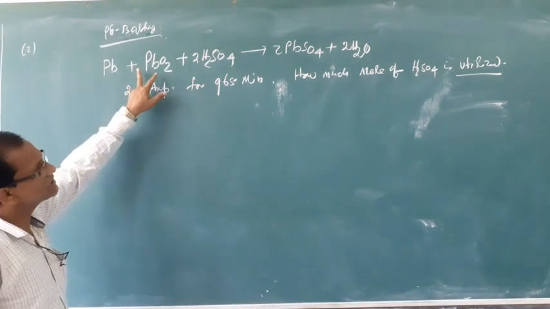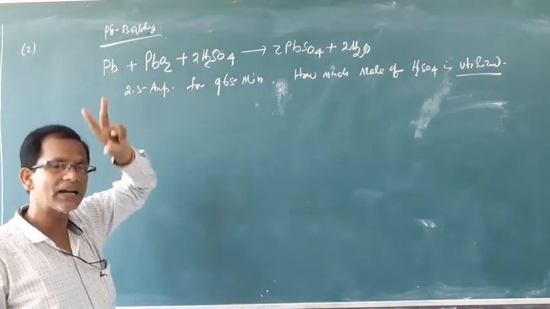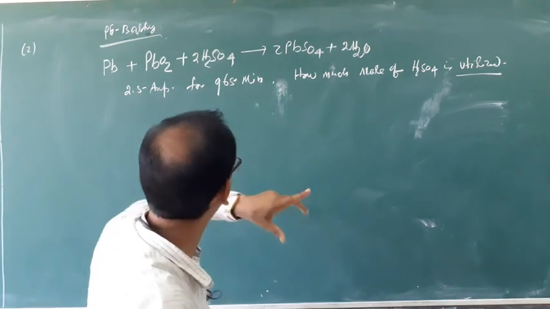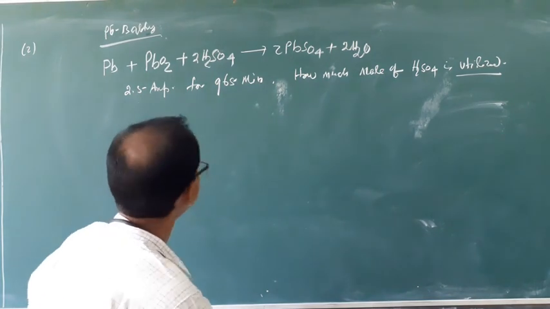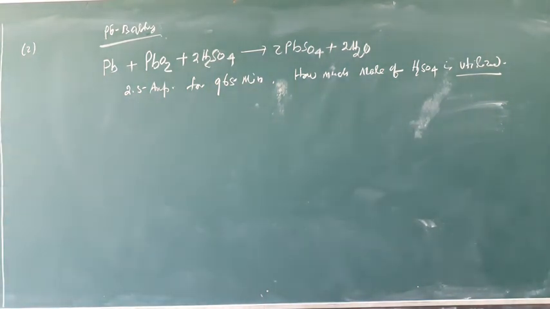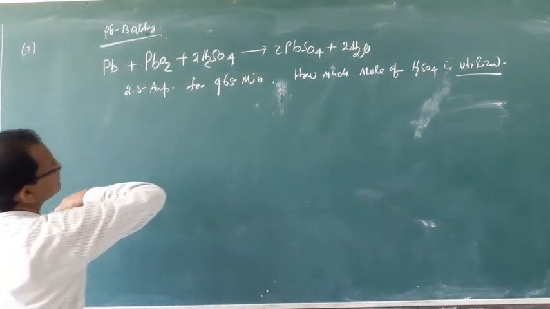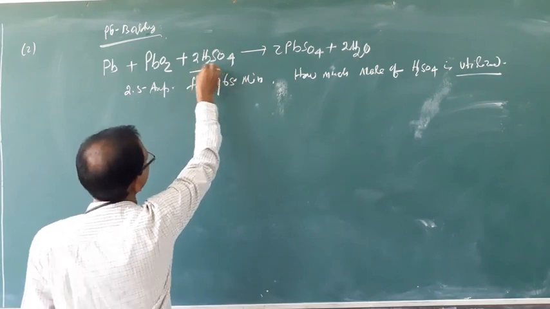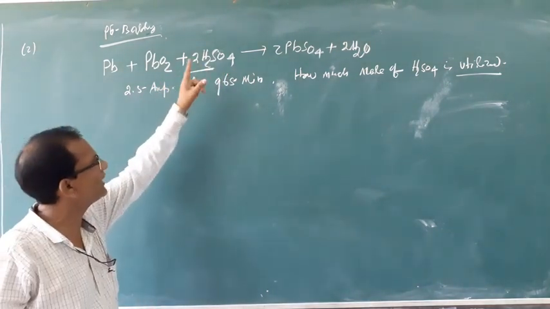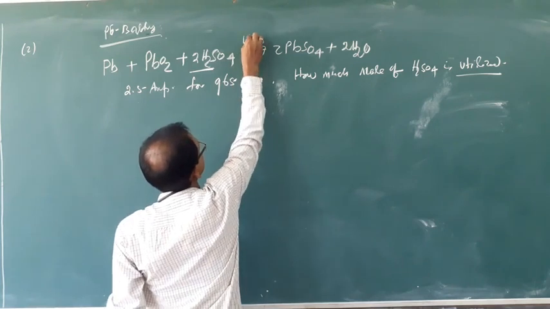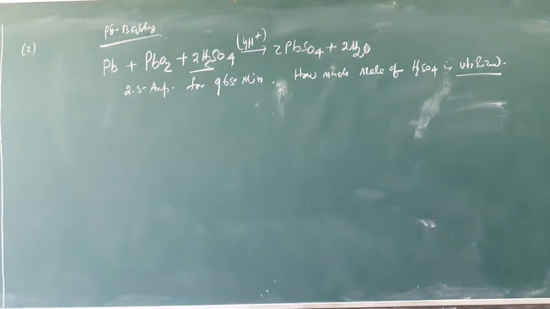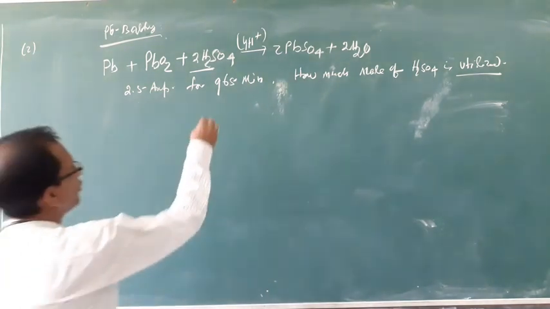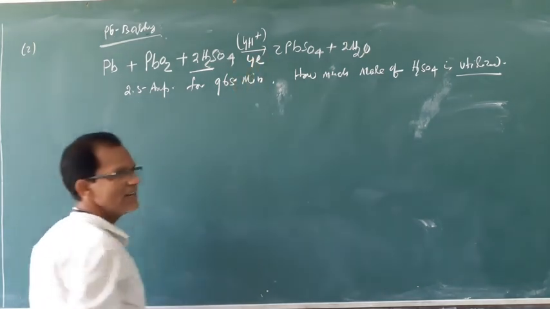If the reaction is given, that is better. If the reaction is not given, you have to write the net overall reaction of lead battery. This reaction shows, if you balance it, how much electricity will be used. As it is 2H2, that means 4H plus is needed. For the final reaction, 4H plus means 4 electrons are needed.